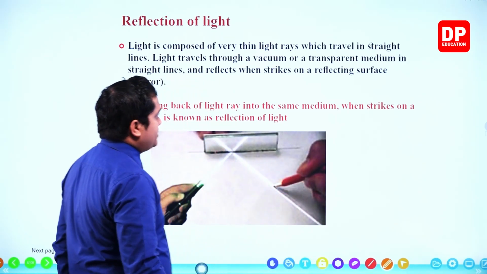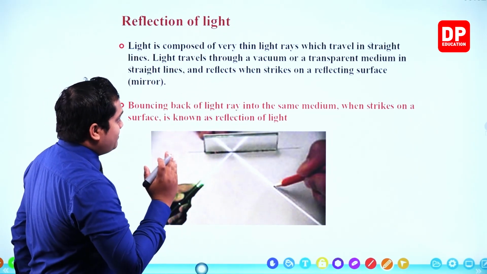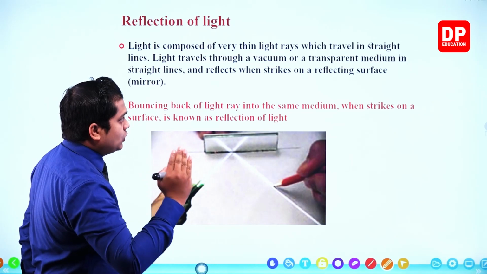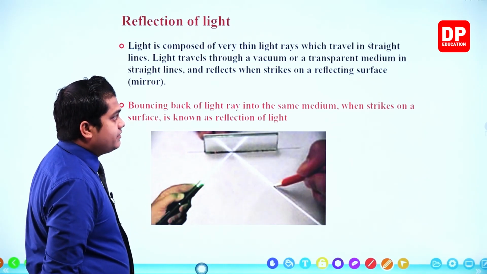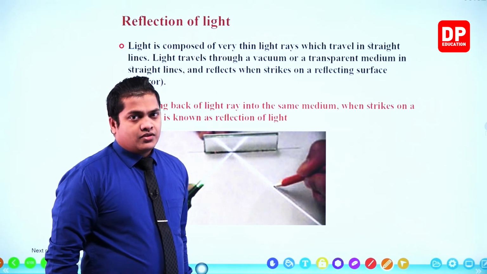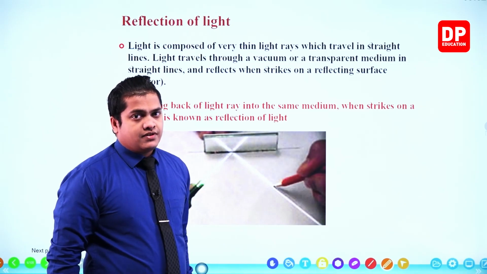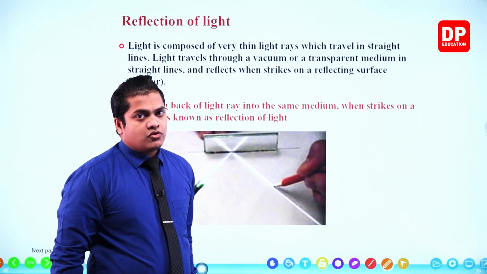Then, my dear children, we studied that light can be reflected when it strikes a certain surface. Simply, we can say that when light rays hit a certain reflective surface, they reflect, or bounce back.